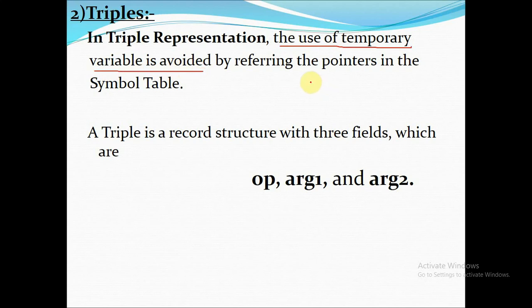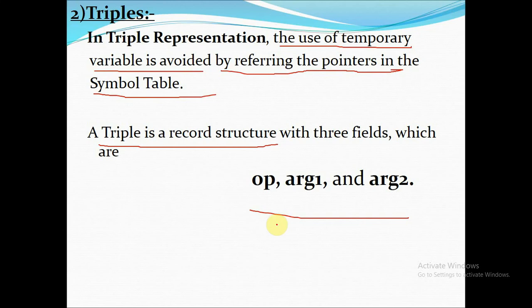So as the name implies, triple, it contains only 3 columns in the table: operator, argument 1, argument 2. We are avoiding the temporary variable column, result, by referencing the pointers in the symbol table. So instead of using temporary variables T1, T2 like that, we are assuming that the temporary result, or the particular row result, can be referred to by an index number or reference number. Therefore, a triple implementation is a record structure with 3 fields as listed here.